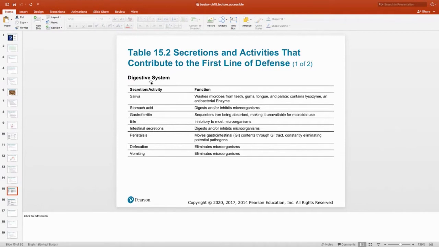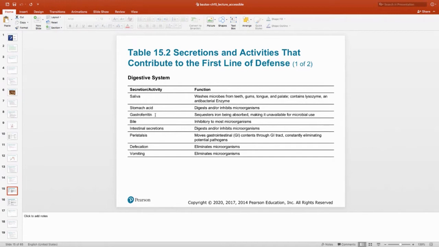Love tables, right? We're going to look at various systems, what is in those systems, and how they function. Here you go with the digestive system, starting with the mouth. We've got saliva, which washes the microbes from the teeth, the gums, and the palate. There's a lysozyme in there too. Then the stomach acid: once you swallow, the pH drops tremendously. The stomach is between pH 1 and 2, and that either kills or inhibits many microorganisms.